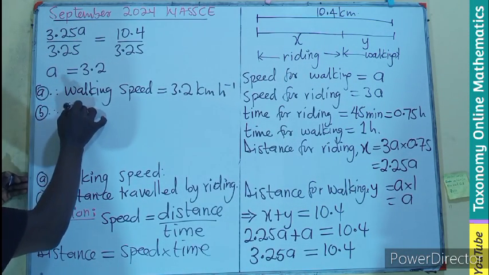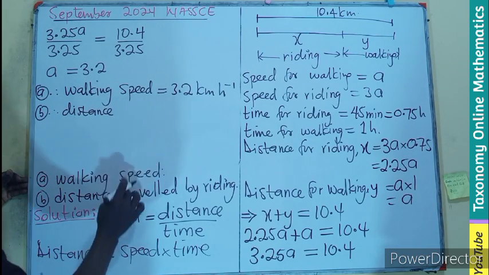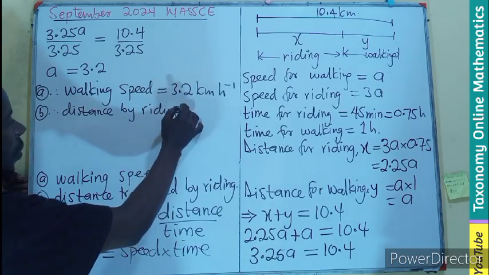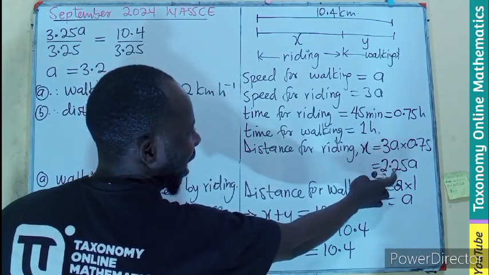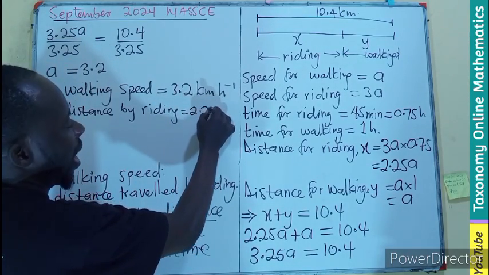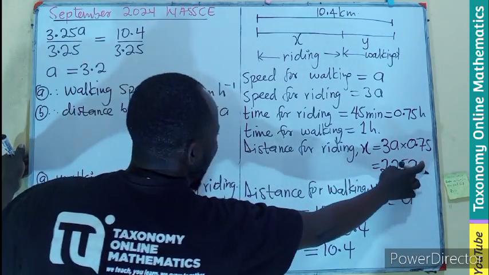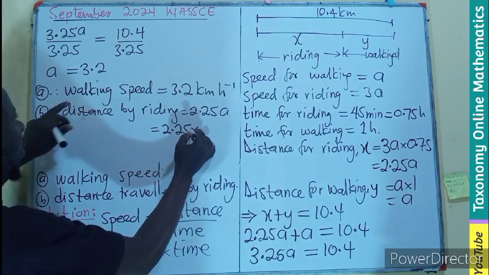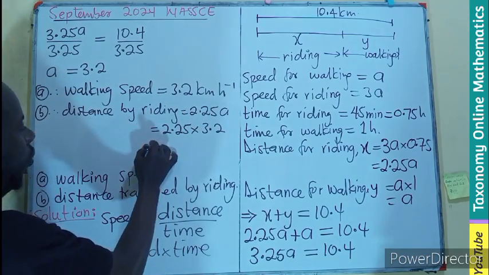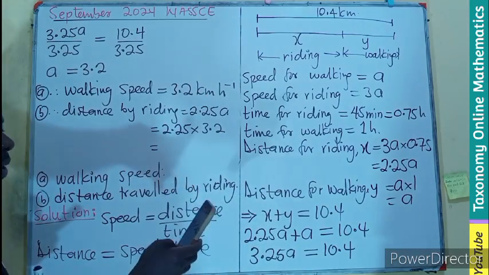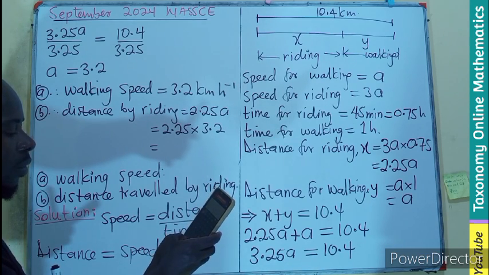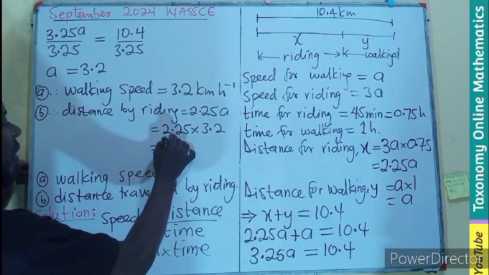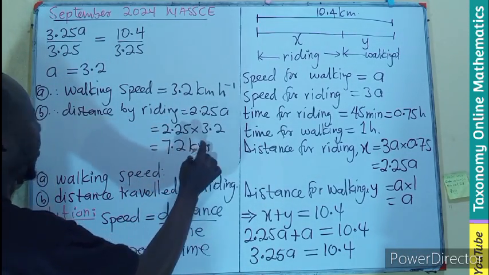Therefore, our distance by riding is there as X, which is 2.25A. But we know what the A is, so we multiply by that 3.2 and see what it will be on our calculator. And that will be 7.2. So 7.2 kilometers is the distance.